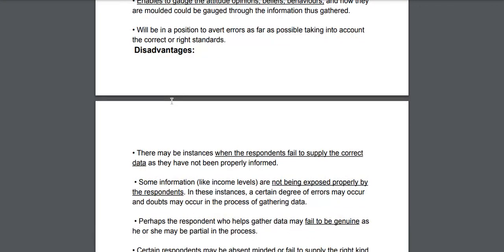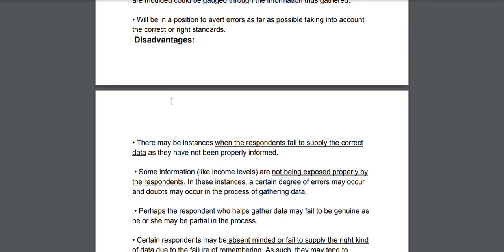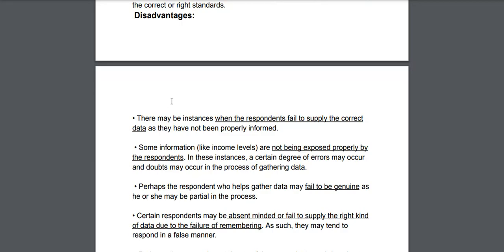Then you have disadvantages. When the respondents fail to supply the correct data, we cannot gain the exact idea, so that is a disadvantage: not being exposed properly by response.